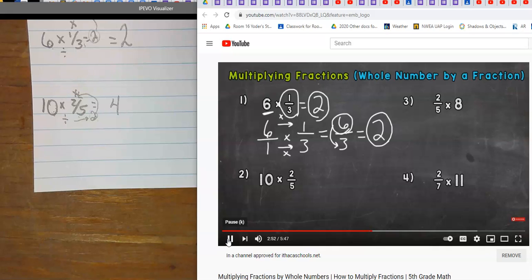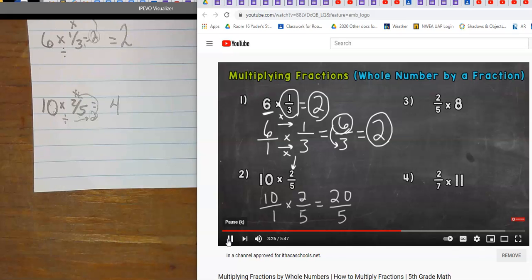So let's take a look at number 2. To go off what we were just talking about, we're multiplying 10 by 2/5, a number or fraction that's less than a whole. So our answer is actually going to be less than 10. So put your whole number over 1, bring everything else down, and now we multiply. 10 times 2 is 20. 1 times 5 is 5. So we have an improper fraction here.